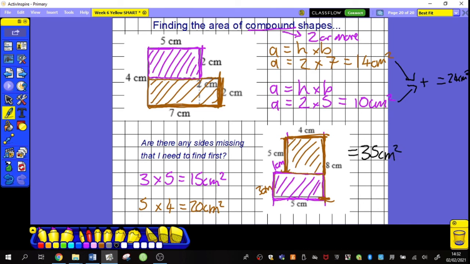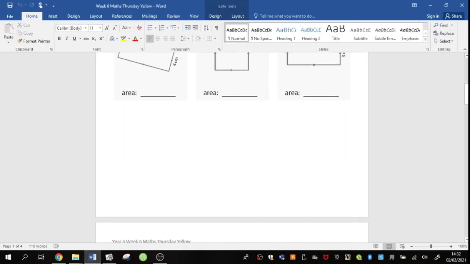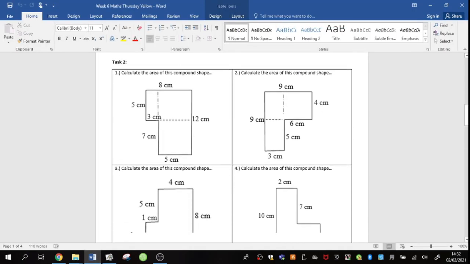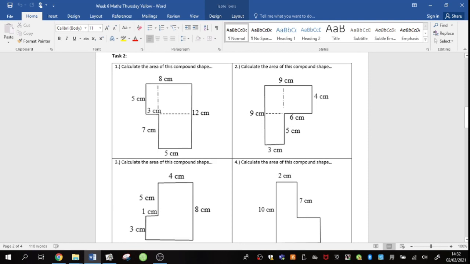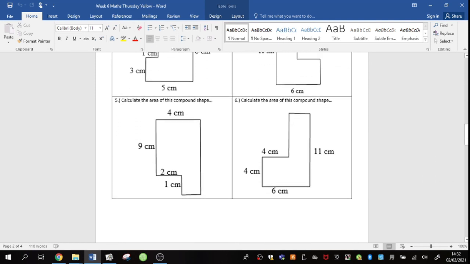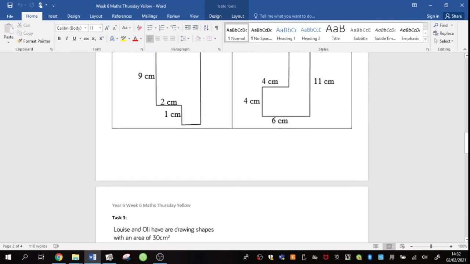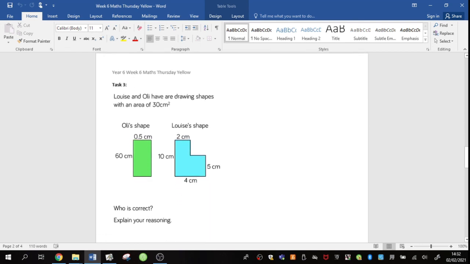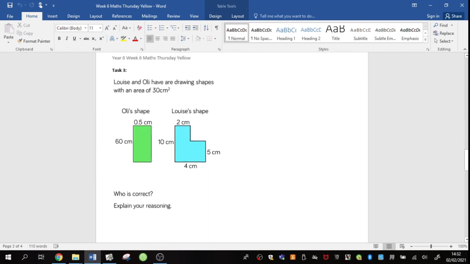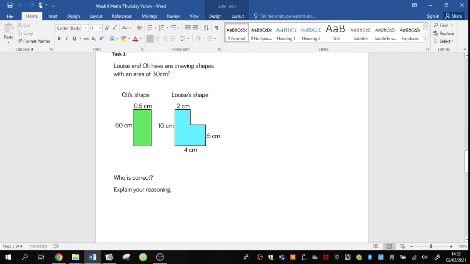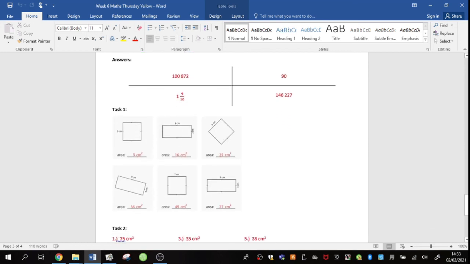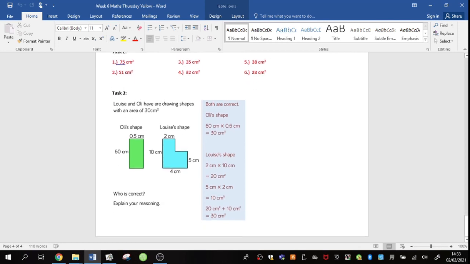centimeters squared. What I'd like to do now is use your multiplication knowledge, everything I told you, to complete task 2, solving these 6 compound shapes. You're finding the area of these 6 compound shapes. Once you've done that, there is a task 3 extension. Can you tell me who is correct, Louise or Ollie? And as per normal, all answers are at the bottom, as I'm sure you've already seen.